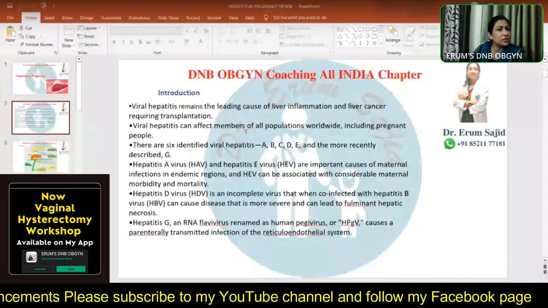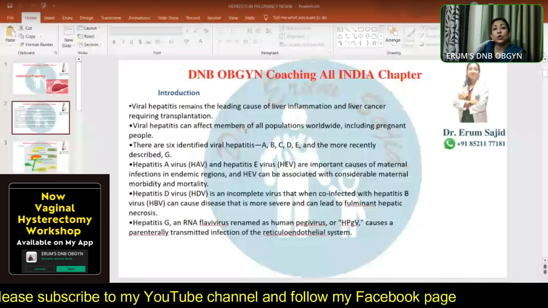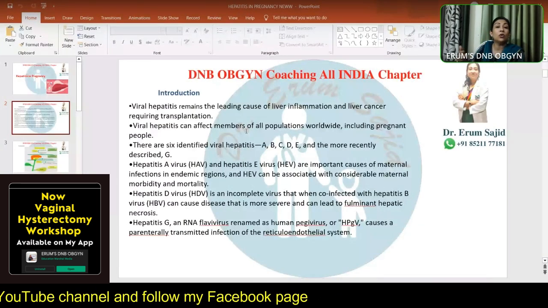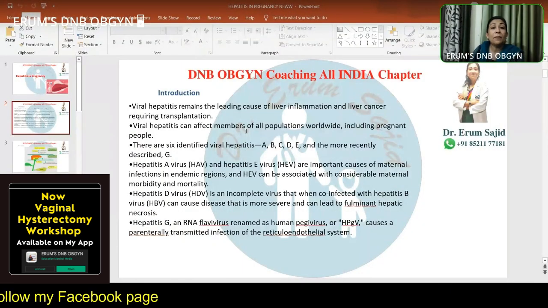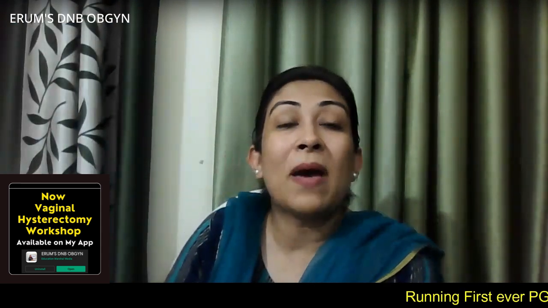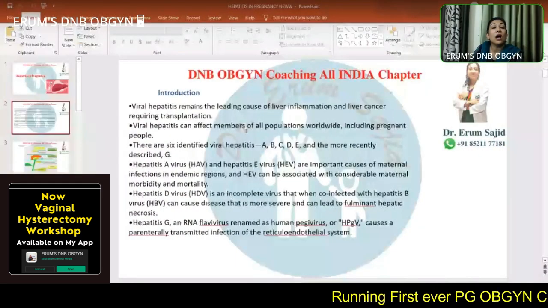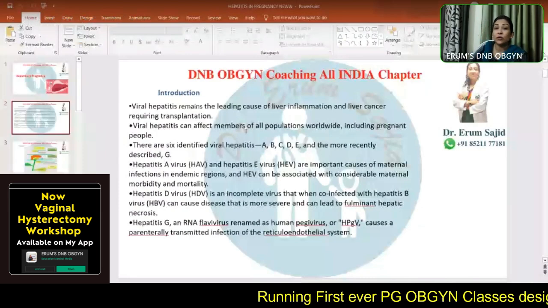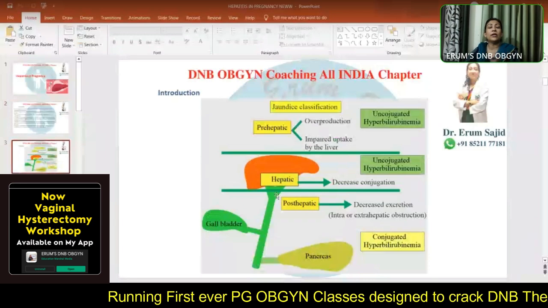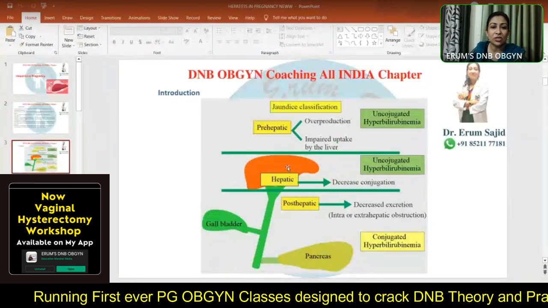So that's the worst thing, because fulminant means acute and very, very dangerous, and proceeding to large proportions in very little time. Hepatitis G virus, an RNA flavivirus, is named the human pegivirus or HPgV. Why? Because it causes a parenterally transmitted infection of the RE system, the reticuloendothelial system, like the spleen and so on as well. Okay, now a little bit of introduction, or recapitulation I should rather say.